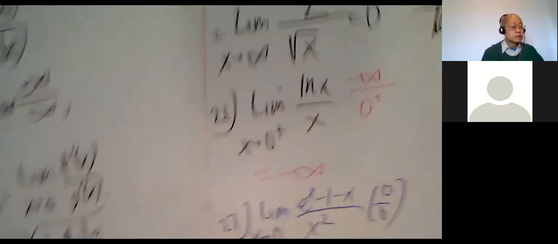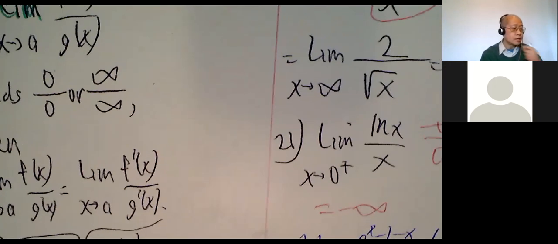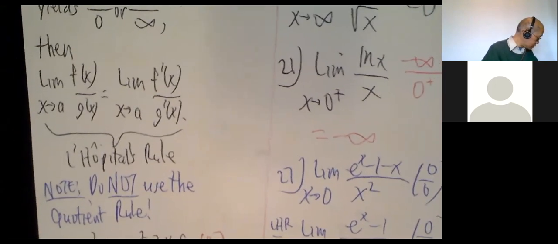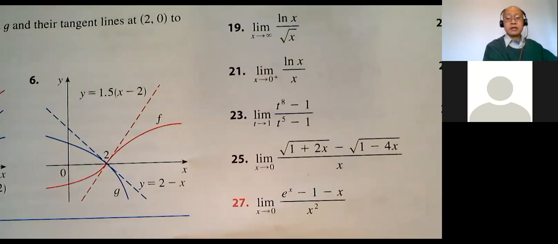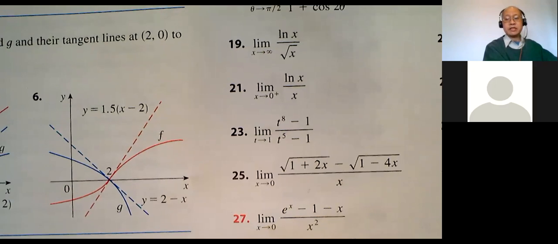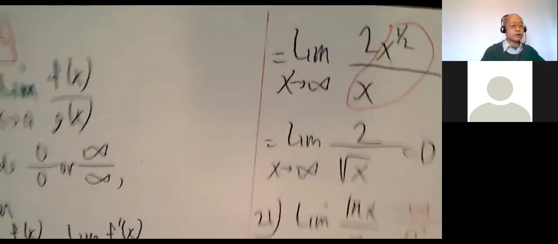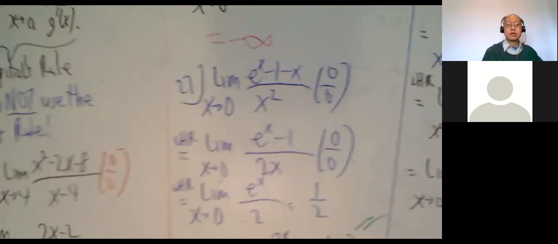Okay, then 27 is the next one I was going to show you. This is quite instructive. It's a little bit different. It looks the same. 27. Limit as x approaches 0 of e to the x minus 1 minus x over x squared. Again, you should recognize I'm doing problems right off the homework. You should know that by now.